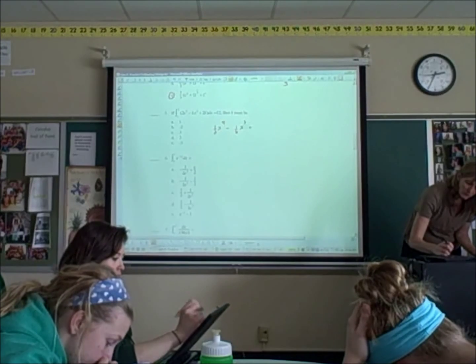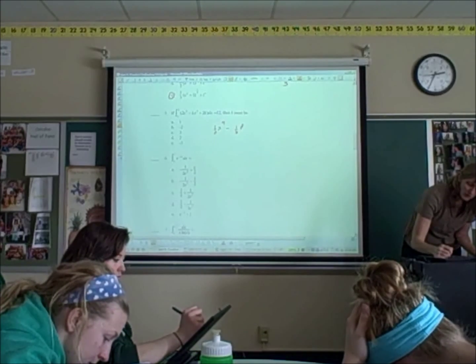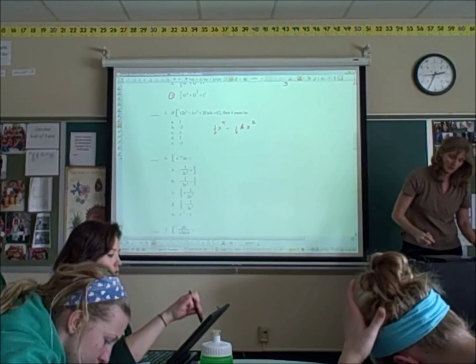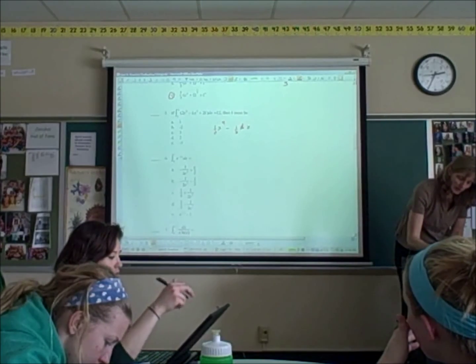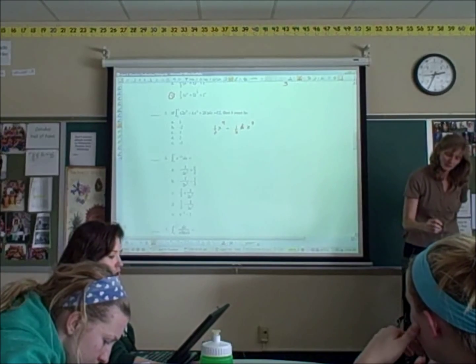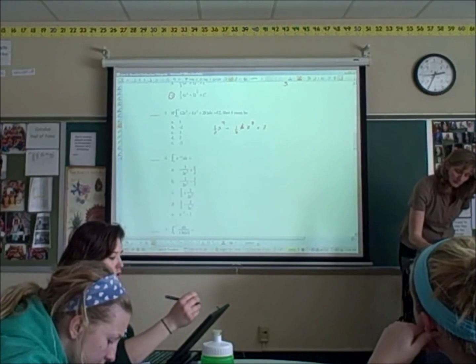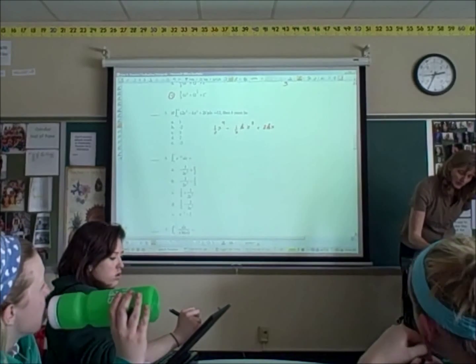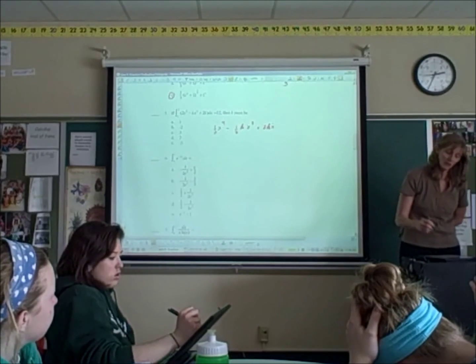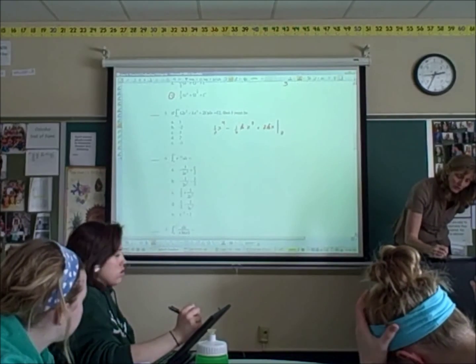Okay, wait, is this right? Cubed. Okay, I got it. Okay, that's right. What's the next one? 2kx. Do you have to add a plus c though? This is a definite integral, not an indefinite one. Oh, okay. Yeah, we're going to evaluate this from 0 to 2.